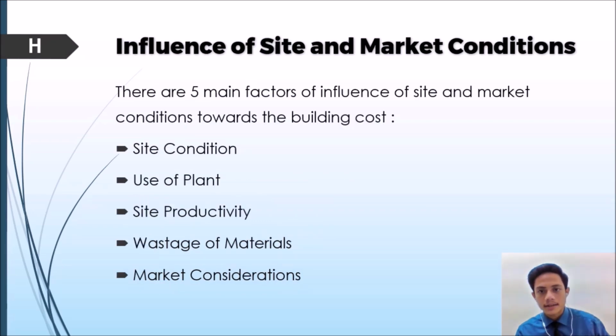For influence of site and market conditions, we'll discuss mainly the 5 factors of influence of site and market condition towards the overall building costs, such as, as you can see, the site conditions, which will branch out to 7 more main effects. And also the use of plant, whether to own or to hire is better, site productivity, wastage of materials, and also the market consideration effects towards the overall building cost.